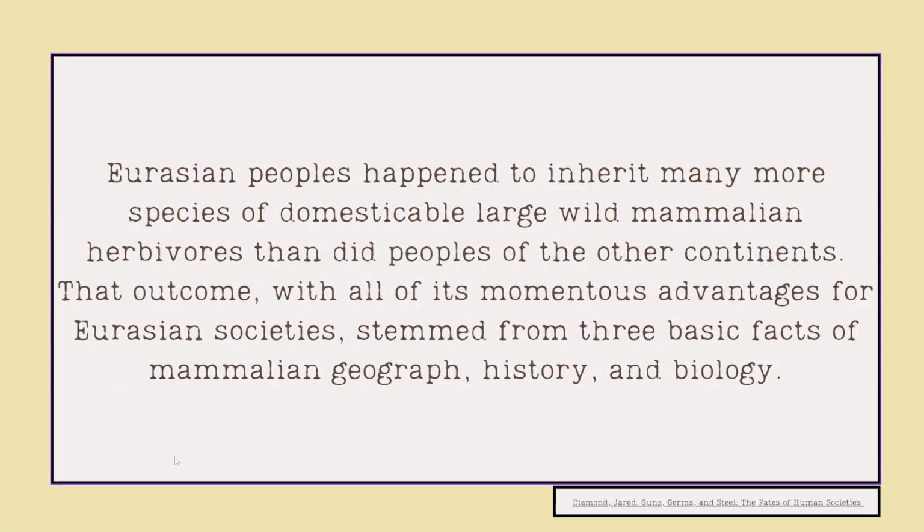Eurasian peoples happen to inherit many more species of domesticable large wild mammalian herbivores than did people of the other continents. That outcome, with all of its momentous advantages for Eurasian societies, stemmed from three basic facts of mammalian geography, history, and biology. In the end, when we're talking about how domestication plays out, there are so many different factors. We took a look at the big factors, but there are other factors that are going to also play a part.